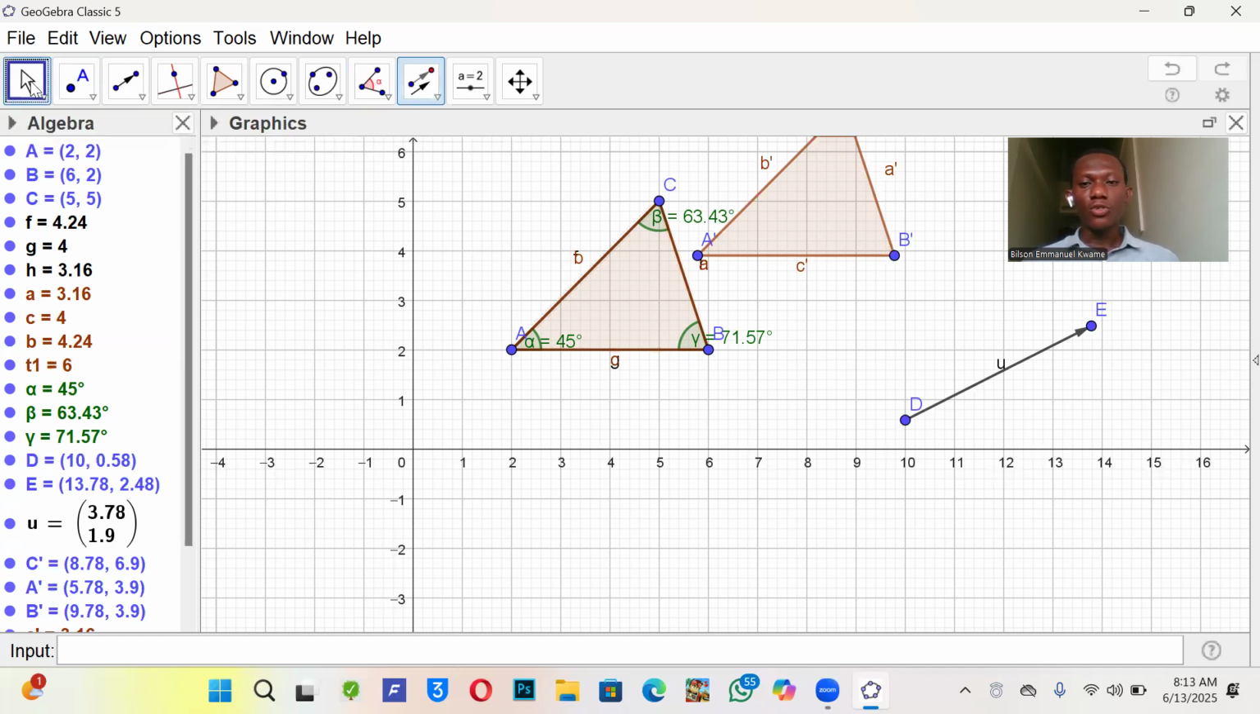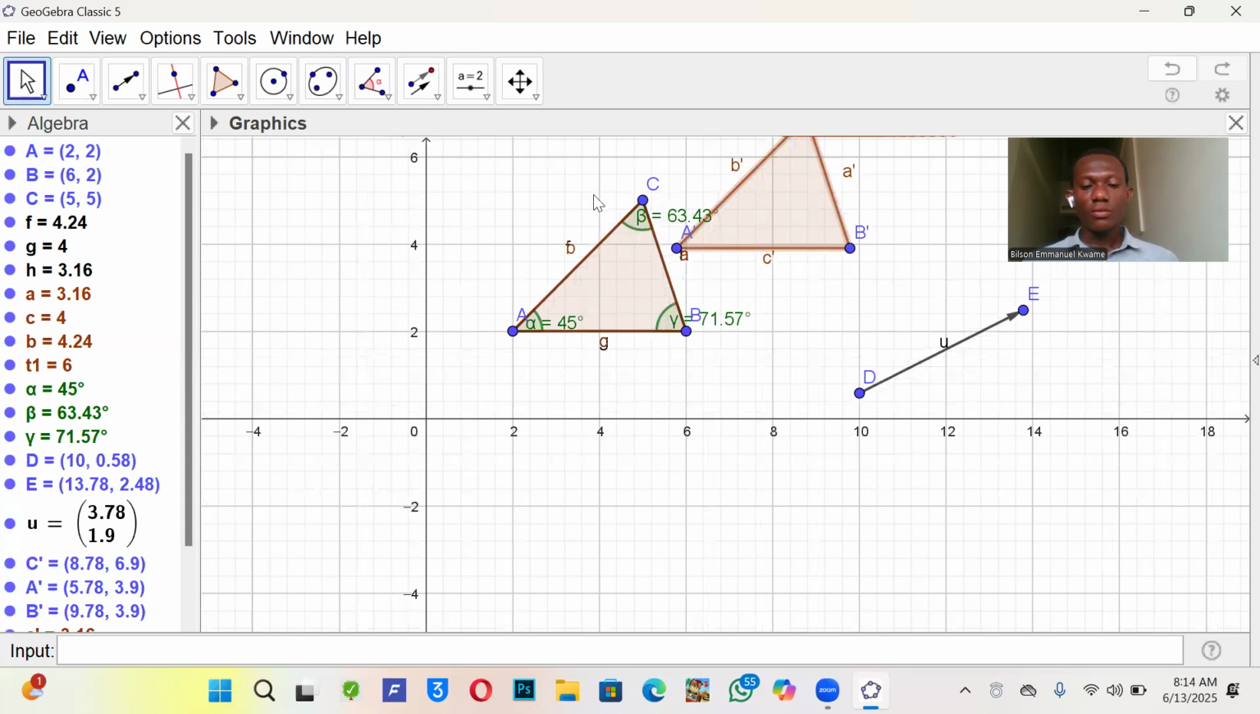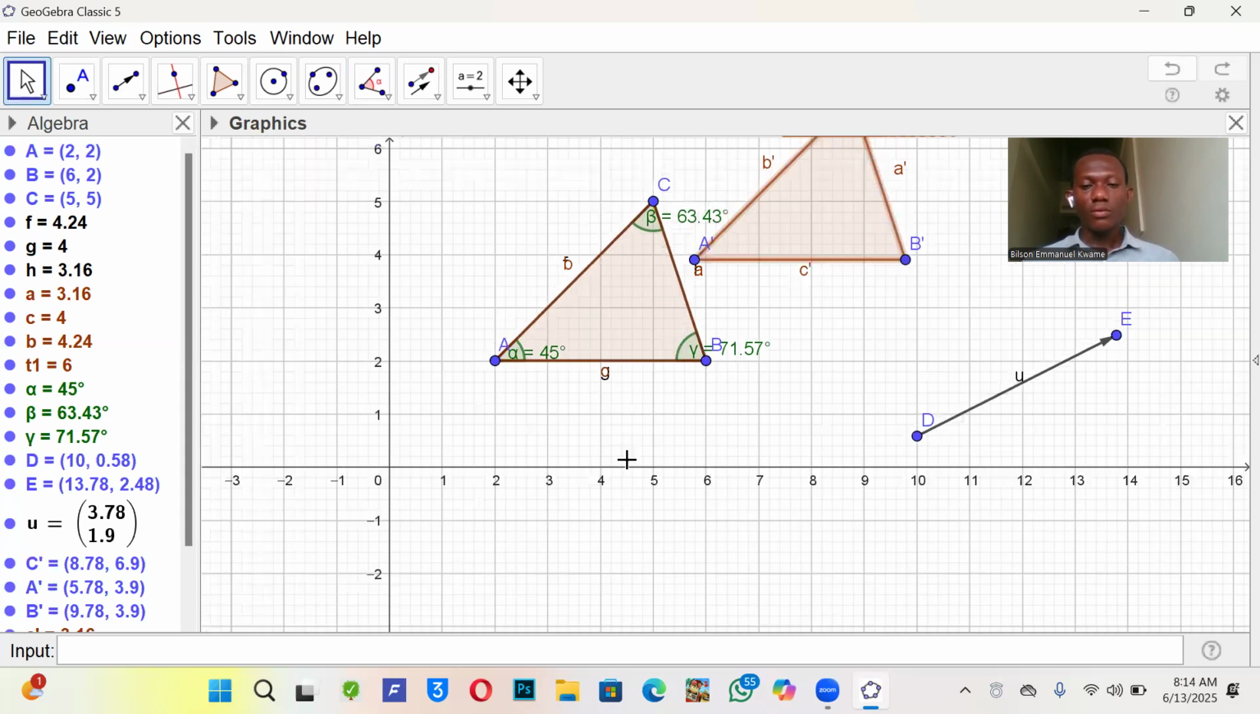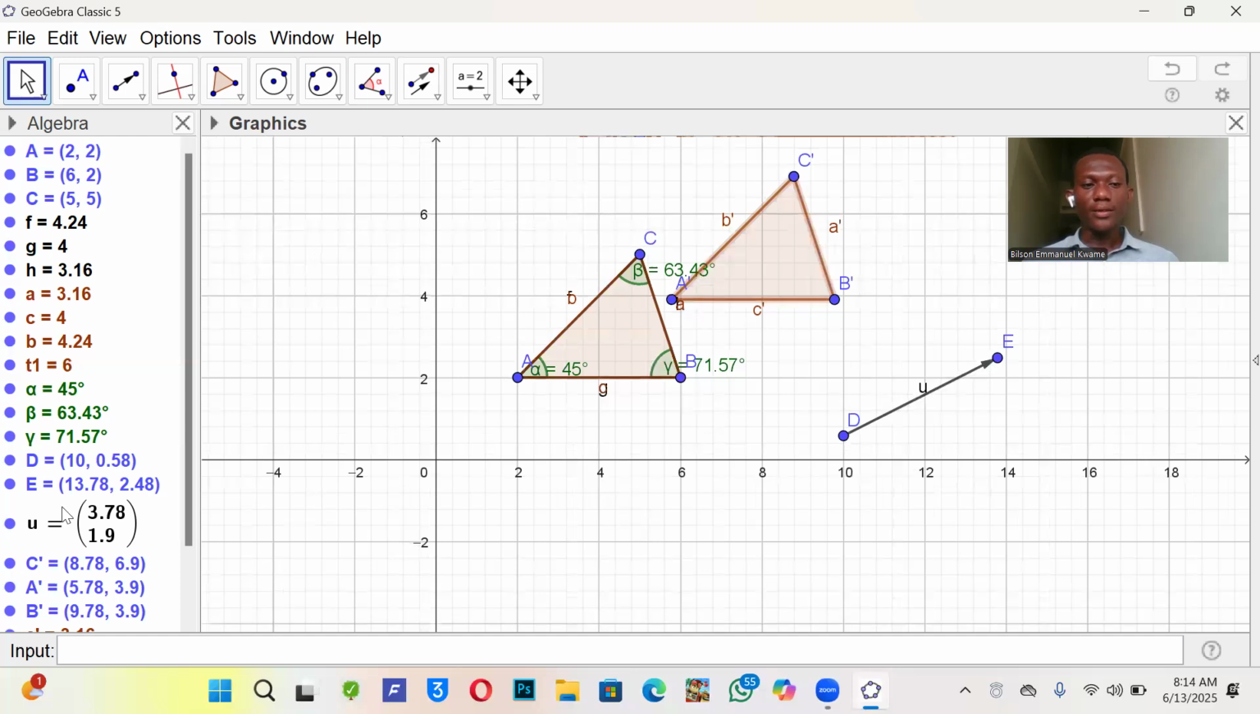With this, we use the move tool. Let's go down. You can see that I've made a replica. Now I can deactivate the vector u and the other labels. Let's see whether it is indeed a replica or a clone of the triangle that we drew by measuring the interior angles.